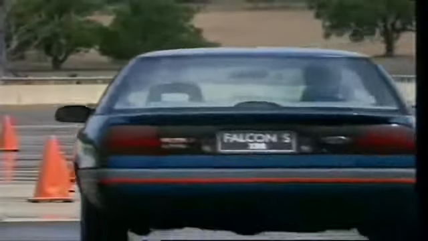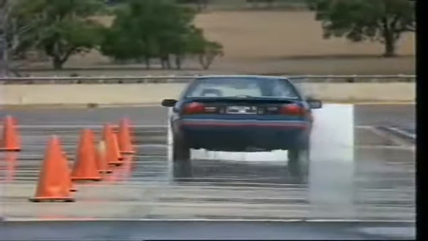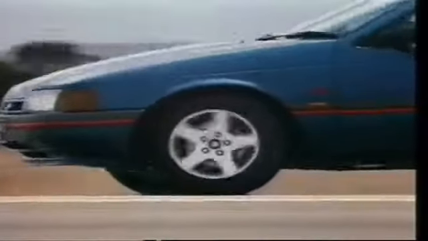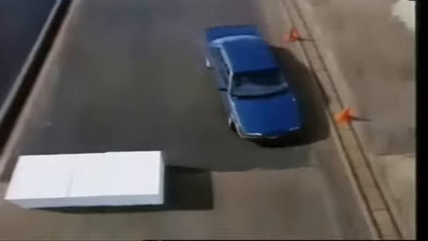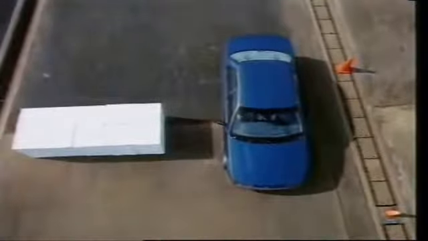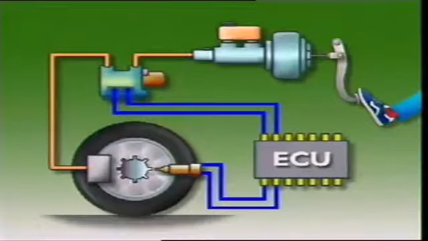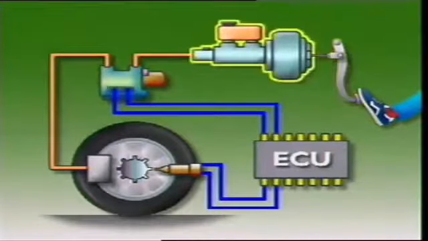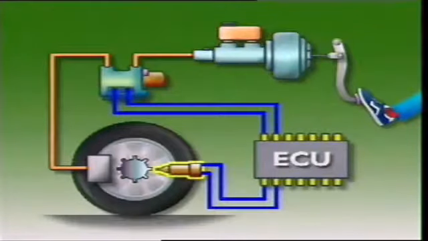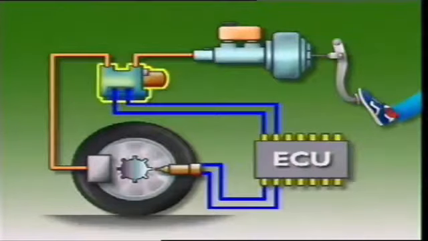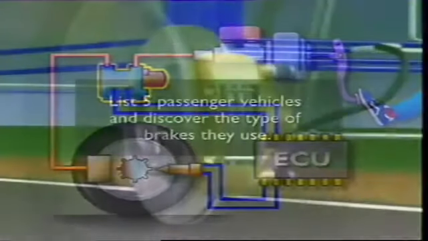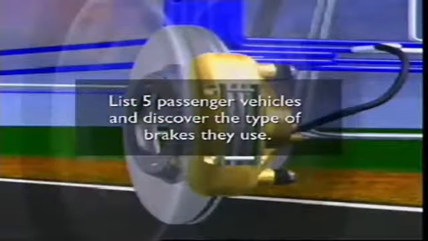The anti-lock braking system prevents wheel lock or skidding, no matter how hard brakes are applied or how slippery the road surface. Steering stays under control and stopping distances are generally reduced. It consists of a brake pedal, a master cylinder, wheel speed sensors, the electronic control unit or ECU, and the hydraulic control unit, also called a hydraulic modulator. List 5 passenger vehicles and discover the types of brakes they use.